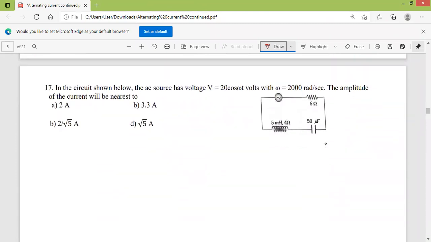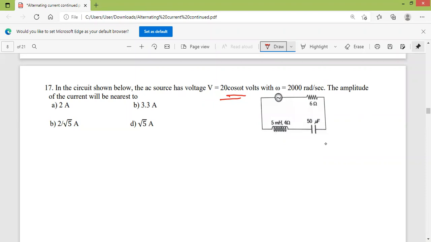Next one. In the circuit shown below, the AC source has voltage V equal to 20 cos omega t volts with omega equal to 2000 radian per second. The amplitude of the current will be nearest to. To calculate the current amplitude, or peak value of the current, first you have to calculate the impedance.